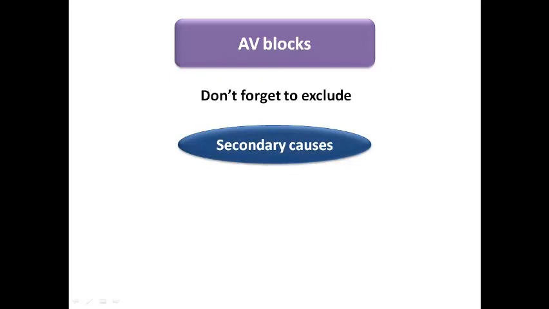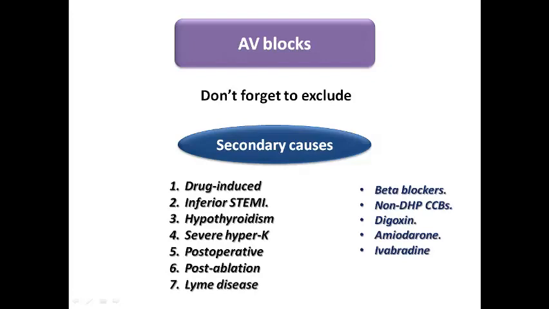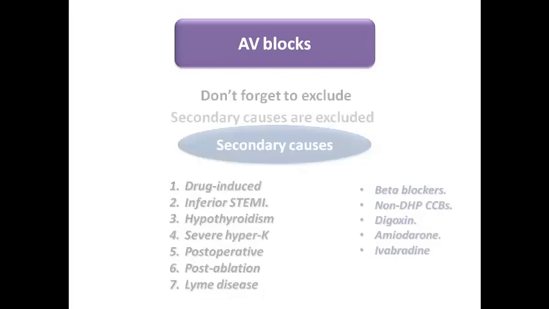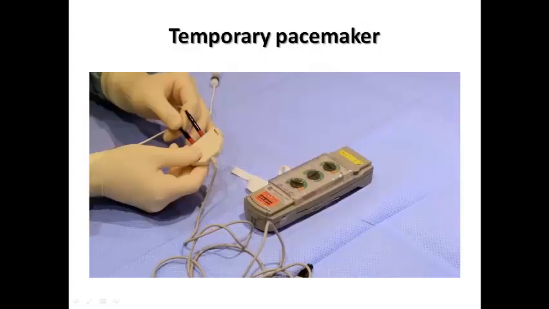Of course, don't forget to exclude secondary causes in case that you diagnose AV block. The most important thing to exclude is drug-induced effects, and of course to exclude inferior STEMI, hypothyroidism, severe hyperkalemia, post-operative, post-ablation, and Lyme disease, as we learned before in the lecture of classification of bradyarrhythmia. And if these causes are excluded, we can think of degenerative pathology, which is a very common cause of AV block.